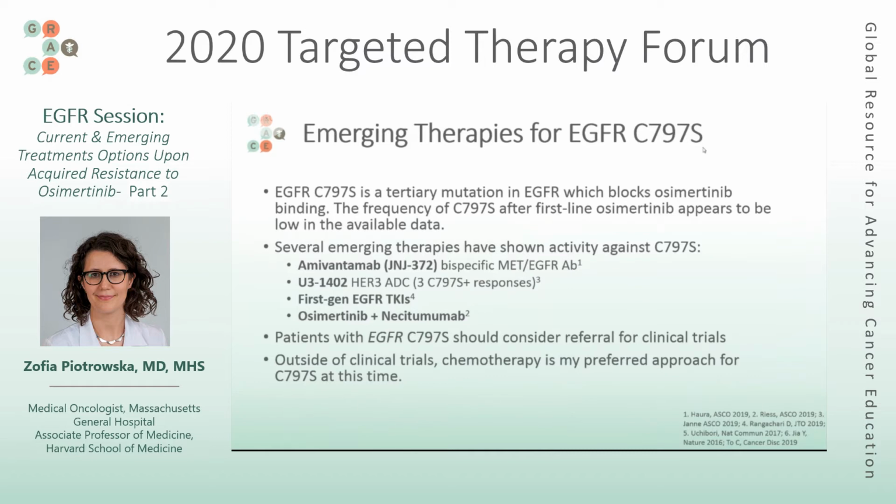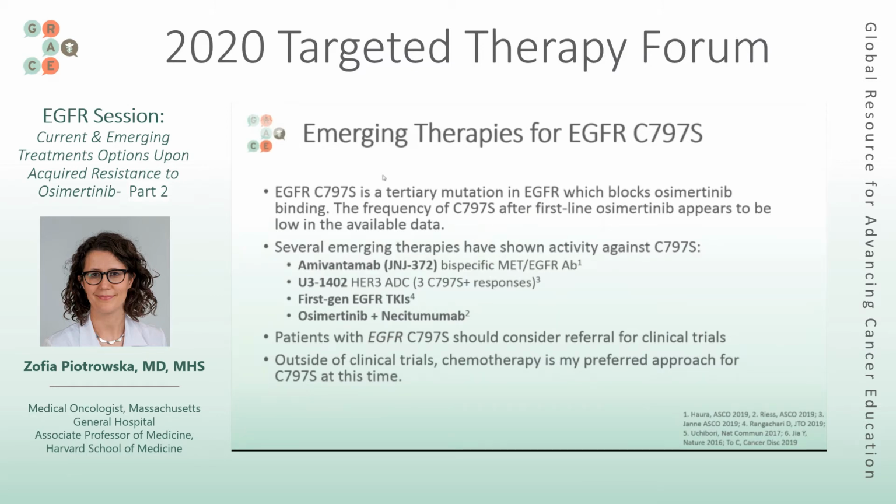So over the past couple of years, we have seen that in early studies of some of the drugs, in fact, some that Jared already mentioned, amivantamab or JNJ372, which is a bispecific monoclonal antibody that targets both MET and EGFR. In this original study, there were a few patients with C797S who had responses. Similarly, a drug called, very creatively named, U3-1402, which is what's called an antibody drug conjugate targeting a molecule called HER3 in the EGFR pathway. That drug also in early phase 1 studies showed a few responses among patients with C797S.